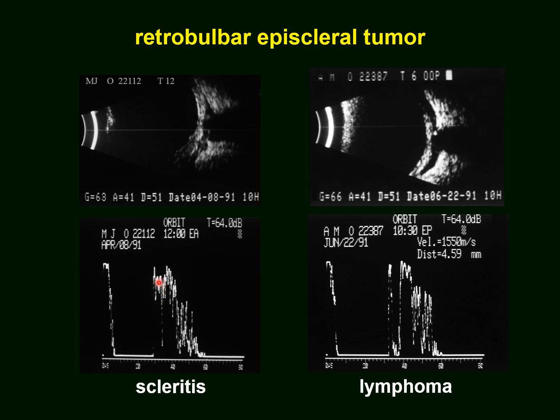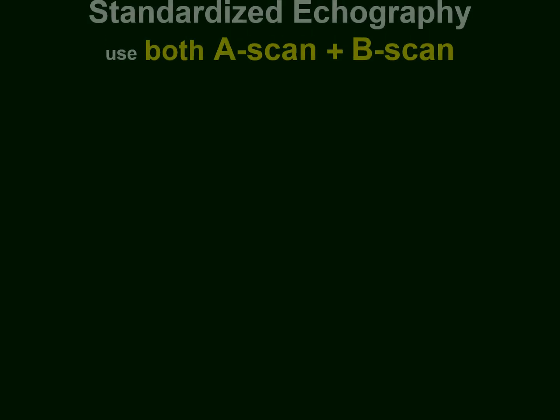That is the scleral infiltration here. The sclera is lower reflective than normal and much thicker. This is the fundus, the retina choroid, and that's the episclera. And this was a lymphoma, or a pseudolymphoma. A differentiation with the B-scan is not possible, not even a common diagnosis is possible.